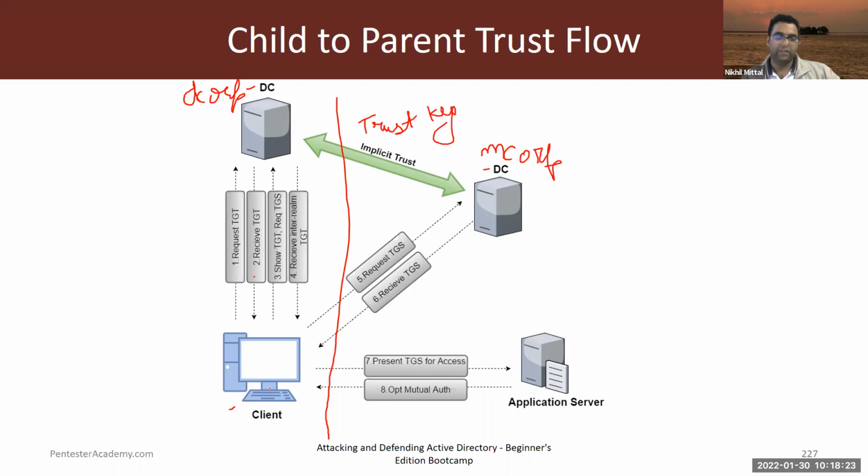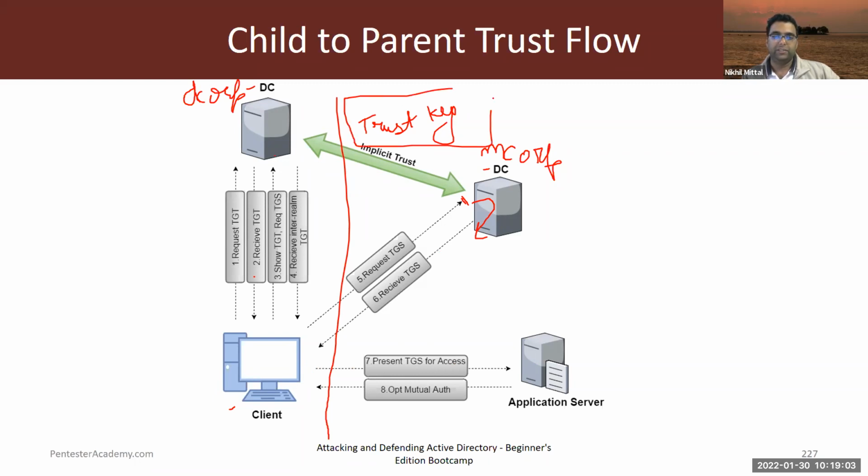Of course, your client does not have access to that trust key, so it presents that inter-realm TGT to the forest root DC and requests a TGS. At the end of step 5, the only validation that the MCorp DC, the forest root DC, will do is whether it can decrypt the inter-realm TGT using the trust key. If it can, it assumes that whatever is written inside it is correct and responds with the TGS, and then you can present that TGS to the target service for access.